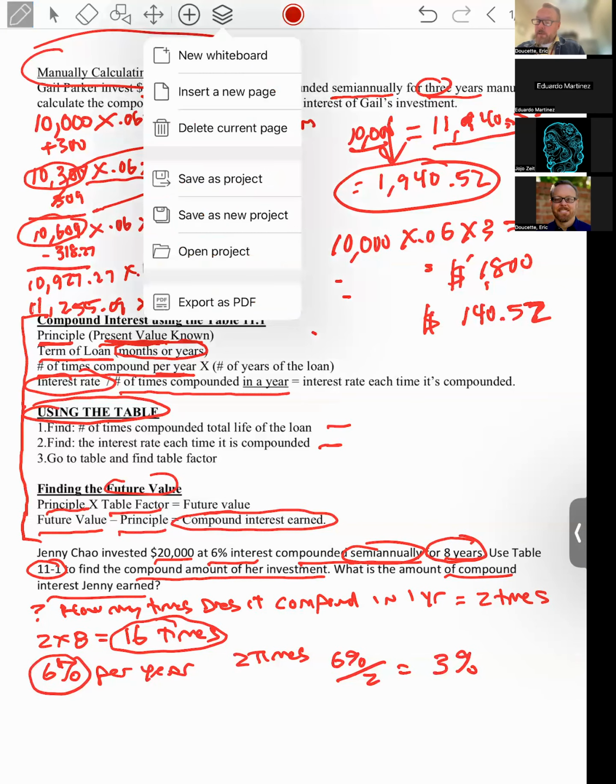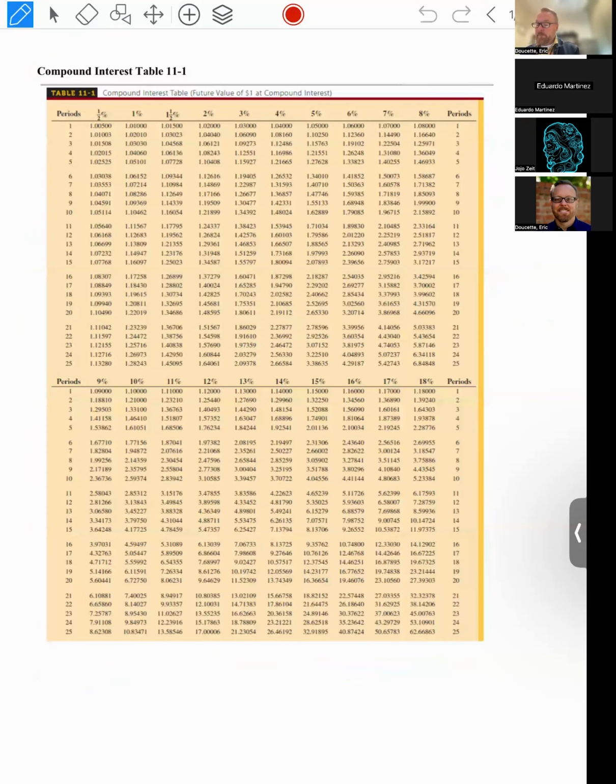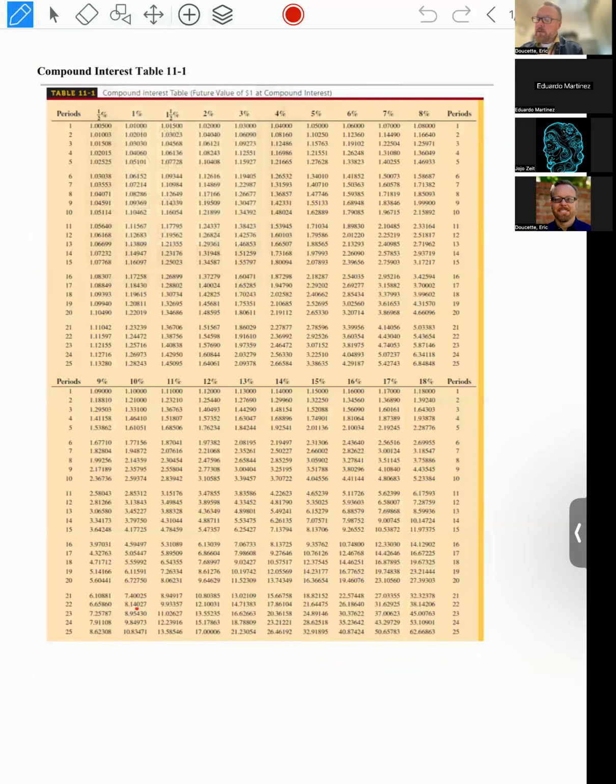So let's go to the next page here. And I think we have our table. All right. So here you can see the table. Stretch it out a little bit if I can. It's not letting me. I think I can blow it up a little bit. I guess not. All right, no worries.